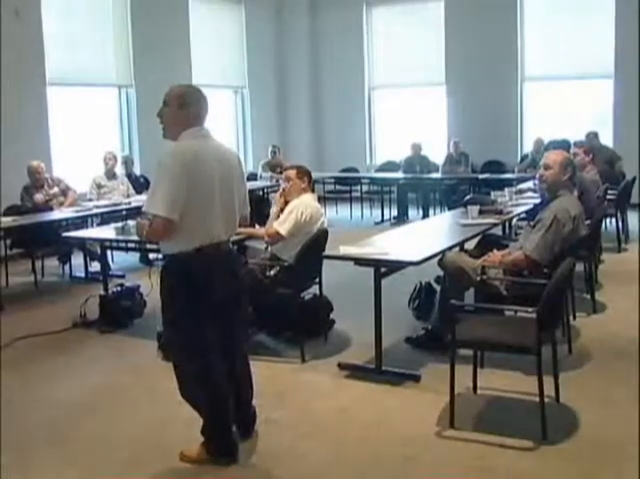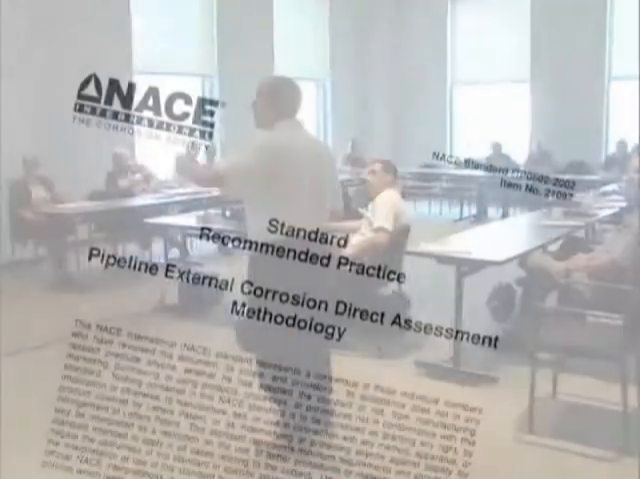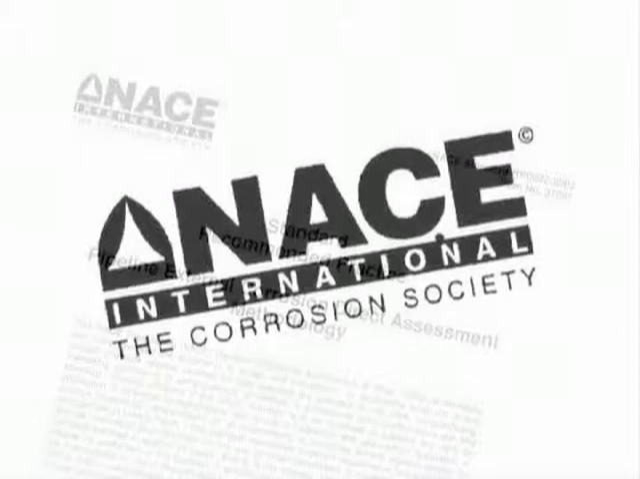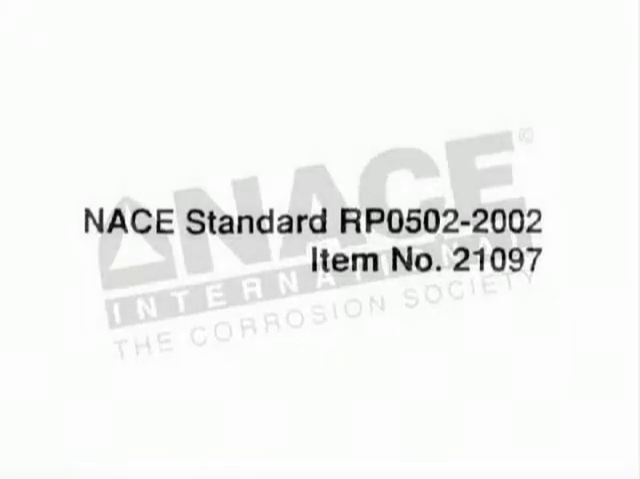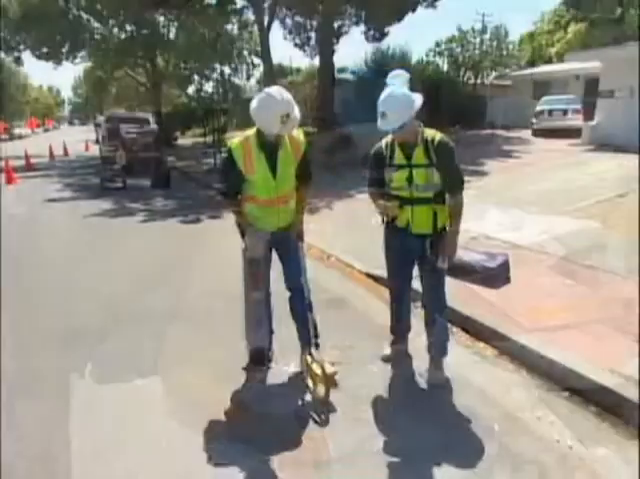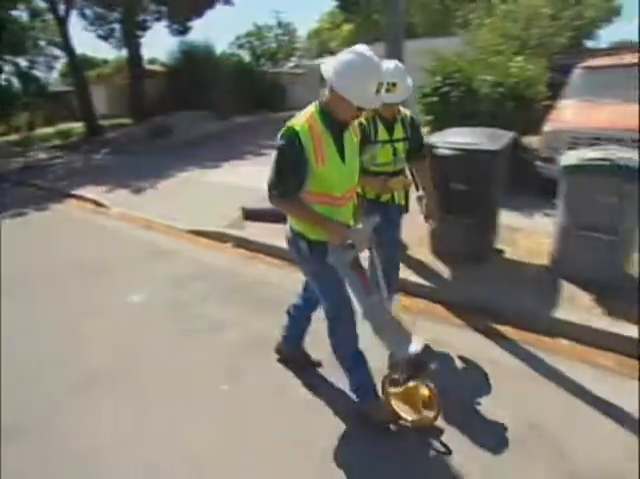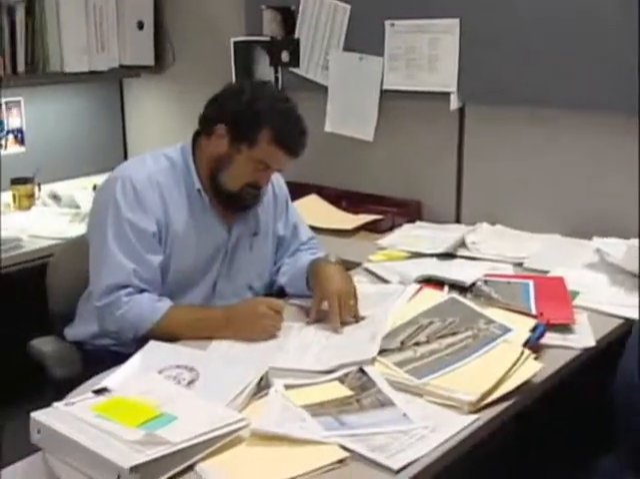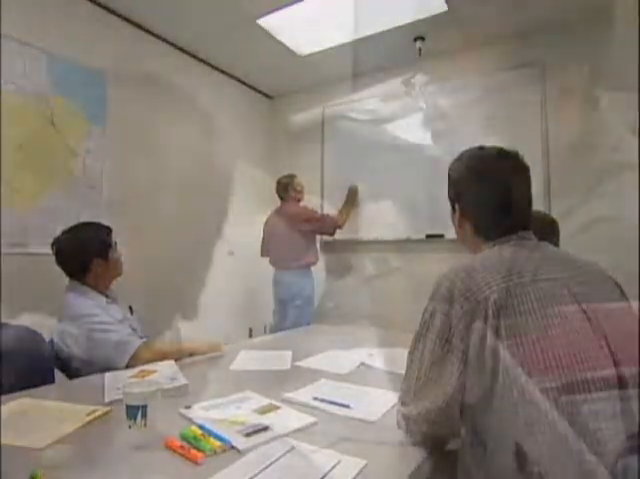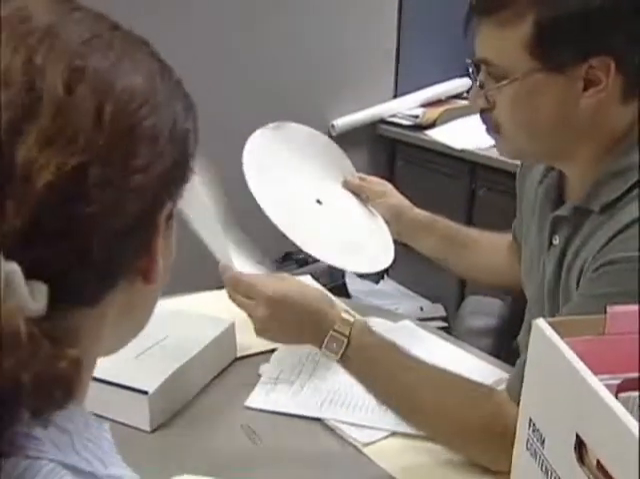Industry experts work together to develop the process. The National Association of Corrosion Engineers, or NACE, led this charge and established RP 0502 as the recommended practice for performing ECDA. The process involves using engineering analysis, indirect and direct examination, and post-assessment evaluation and process improvement to investigate and confirm the integrity of the pipeline.